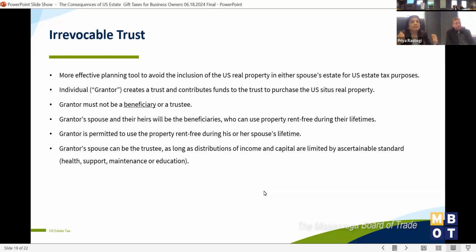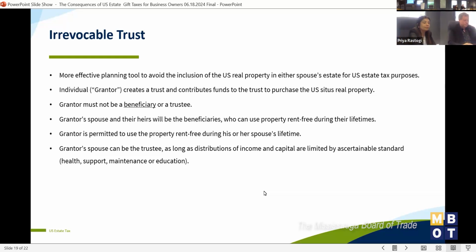If you have put the money in a trust, created a trust, and the trust buys the real estate, great, but you cannot be a beneficiary and you cannot have the control of that. The trustee has to manage that property. You have a right because, till the time your spouse is alive, you can use it rent-free. But later, we need to keep in mind that if you have control, then it's part of your estate.